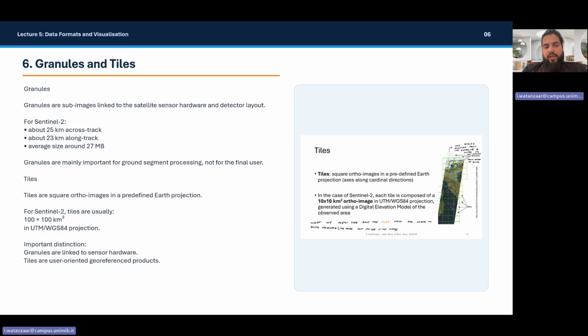So if we take the short idea of granules and tiles, granules are linked to the sensor hardware. As we said, these are the sub images linked to the satellite sensor, but tiles are user-oriented georeferenced products. So they are georeferenced data, for fast processing and previewing for the end users. So you can assume tiles are the more predefined version, or ortho images, in a predefined earth projection, part of the complete stripe.